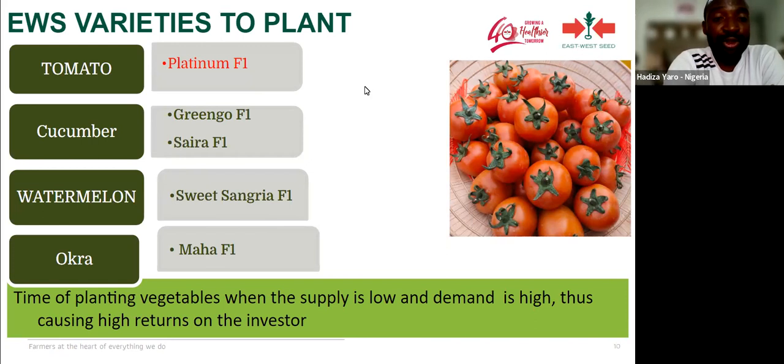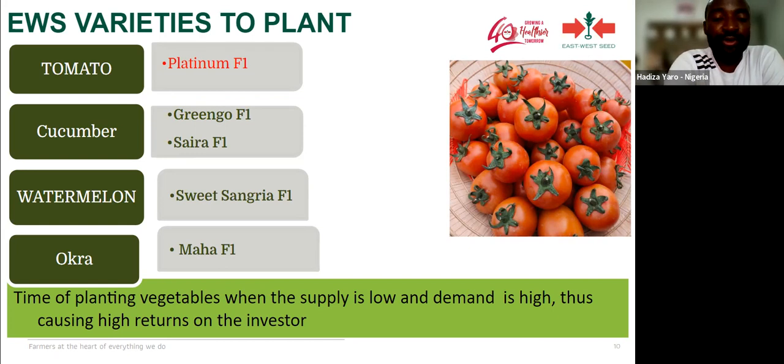Dewi falls between the two segments. It's a bit dark green and also light. It depends on the timing and also depends on the environment. And for watermelon, we know the sweet sangria. As the name implies, sweet. The sweet sangria is a variety that's good for the dry season.